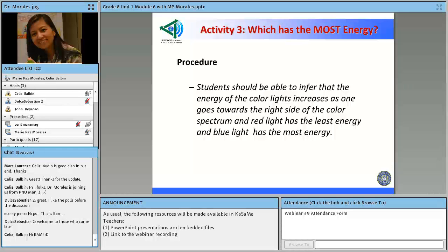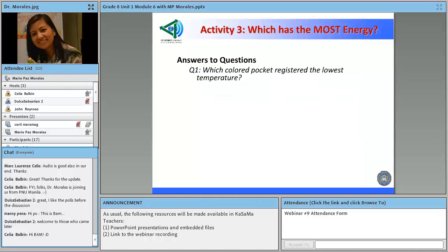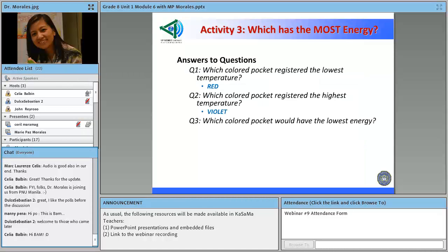Okay, so the students here should be able to infer that the energy of the color light increases as one goes towards the right side of the color spectrum. And so the red has the least energy and the blue has the most energy. Okay, so this will be the corresponding table that they are supposed to fill in. And then these are the questions for your post-discussion.